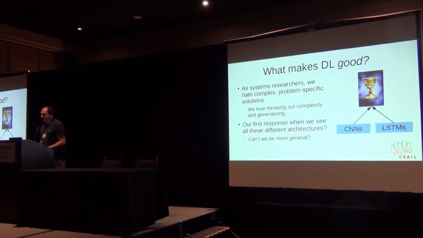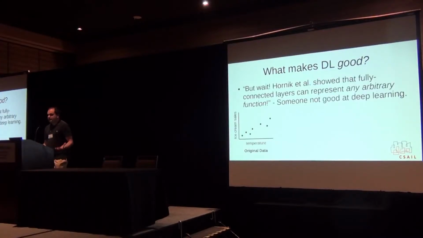So we want to think, okay, is there something that's like a convolutional neural network and like an LSTM, but it's both, and I don't have to pick between the two, some kind of holy grail of architecture, right? And you might think, oh yeah, there's this famous result from a long time ago about neural networks that showed that fully connected layers can represent any arbitrary function that you want. Unfortunately, this doesn't work very well, right?